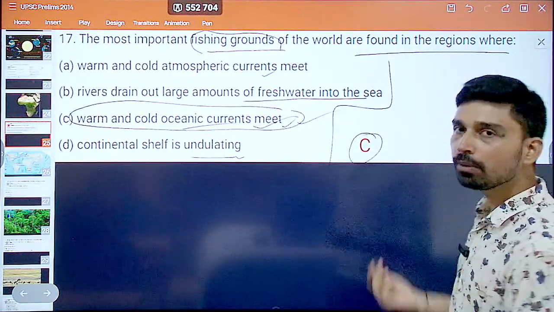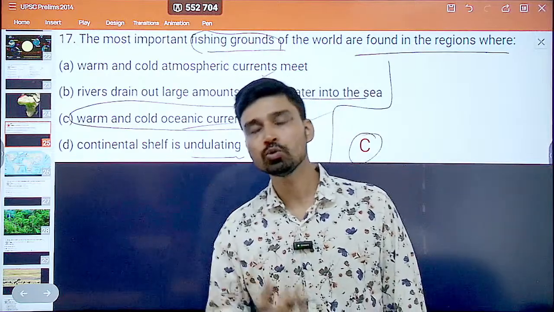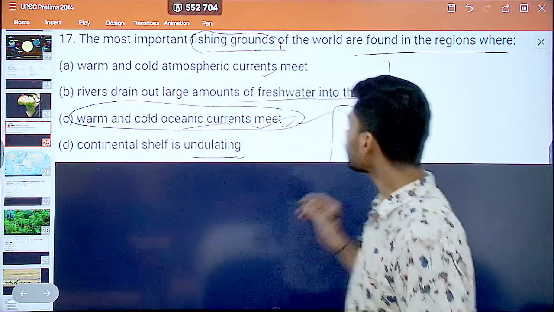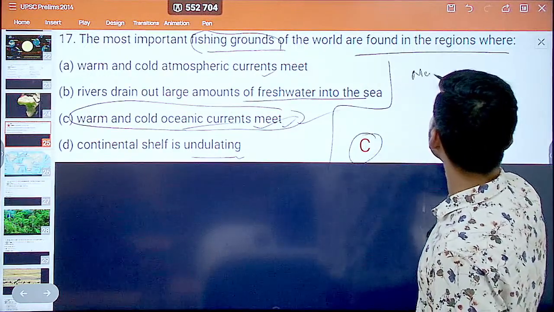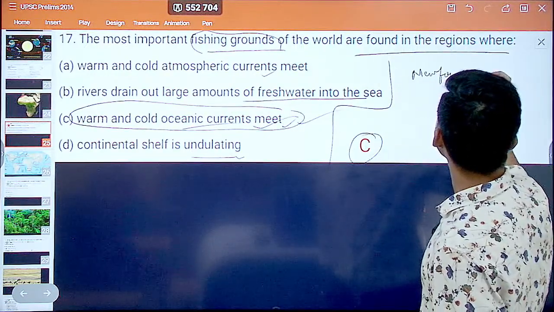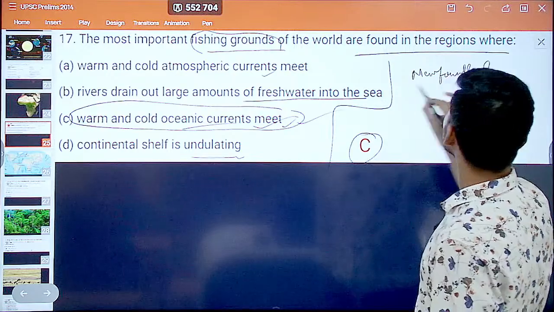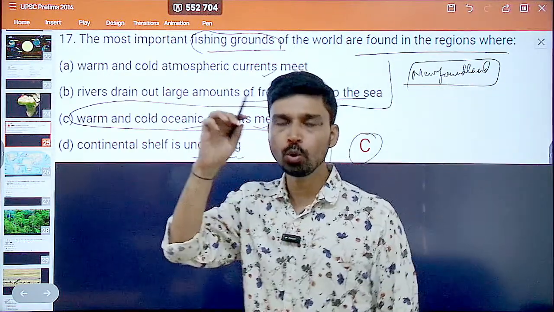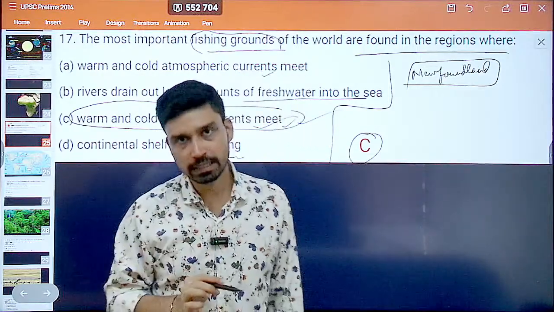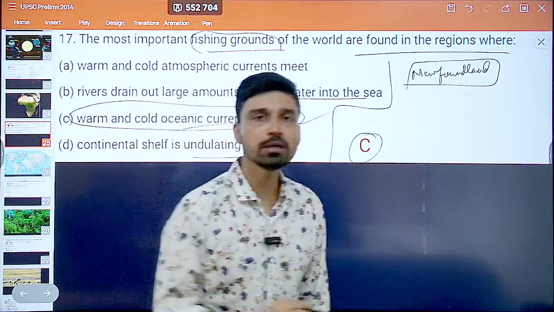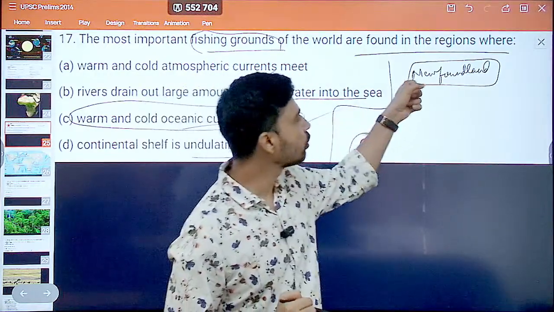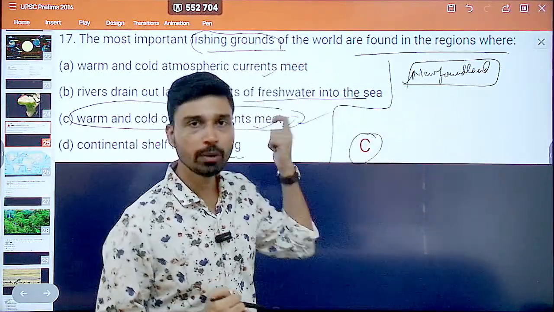To give you an example, along the Canadian coast, on the eastern coast of Canada, you have a place that is called Newfoundland. So, it is one of the major fishing grounds in the world. Why? Because we have meeting of the cold Labrador current that is coming from the north and the warm Gulf Stream that is coming from the south, and both these warm and cold currents meet along Newfoundland, creating a fertile fishing ground here.